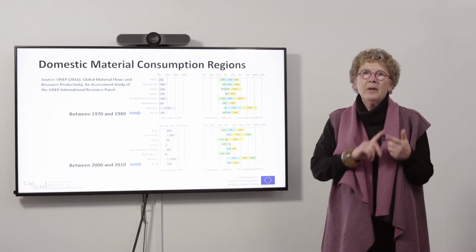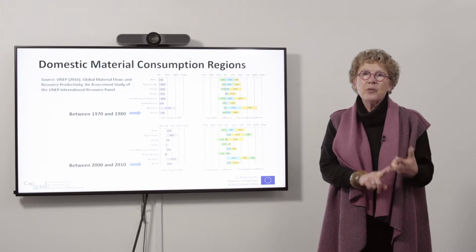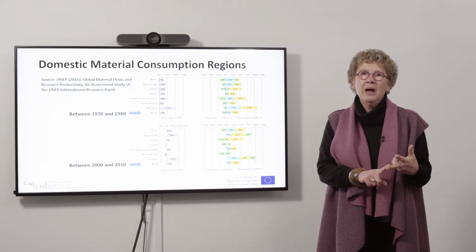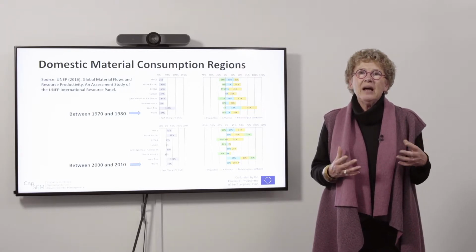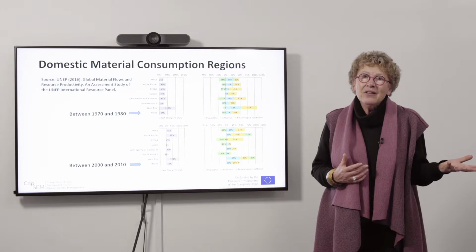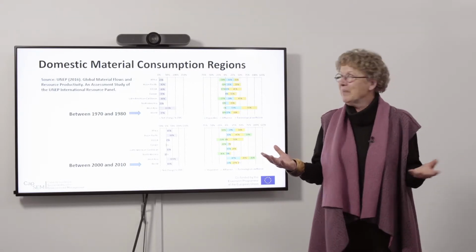Population growth, increasing wealth, and technological innovation are the key drivers of material consumption. Technological innovation is a double-edged sword. It can lead to increased material intensity, but it can also reduce material intensity.